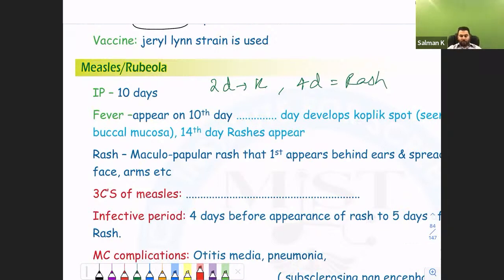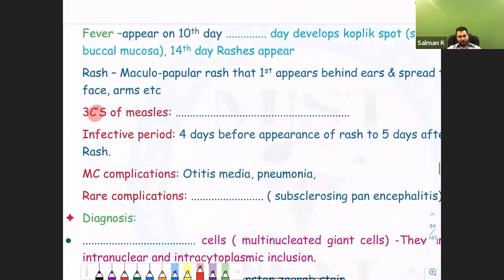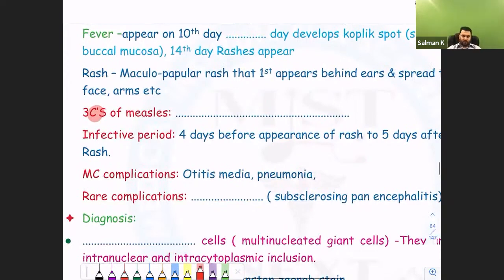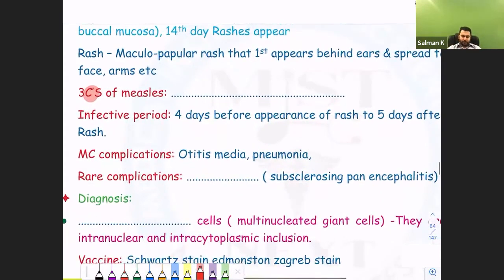And now what you are all supposed to remember is, along with the fever, the other things that we get to see are the 3 C's of measles. What were the 3 C's of measles? Cough, coryza, conjunctivitis. Okay, so what are the 3 C's here? Cough, coryza, and then conjunctivitis. These are the 3 C's of measles. Okay, I hope this is clear enough to all of you. The 3 C's of measles are cough, coryza, and conjunctivitis. Okay, done.